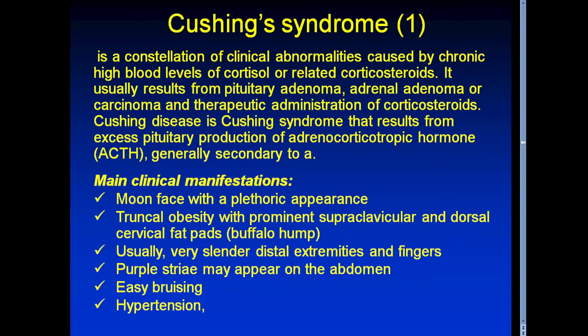Main clinical manifestation: moon face with plethoric appearance, truncal obesity with prominent supraclavicular and dorsal cervical fat pads, buffalo hump, usually very slender distal extremities and fingers. Purple striae may appear in the abdomen, easy bruising, and hypertension.